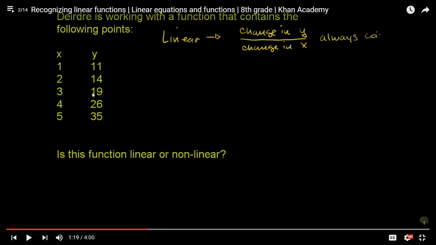What he's saying here, just like what he did before. Before he said 14 minus 11 was 3. 19 minus 14 is what? 5. So 14 minus 11 is 3. 19 minus 14 is 5, or 3 and 5 is the same thing.